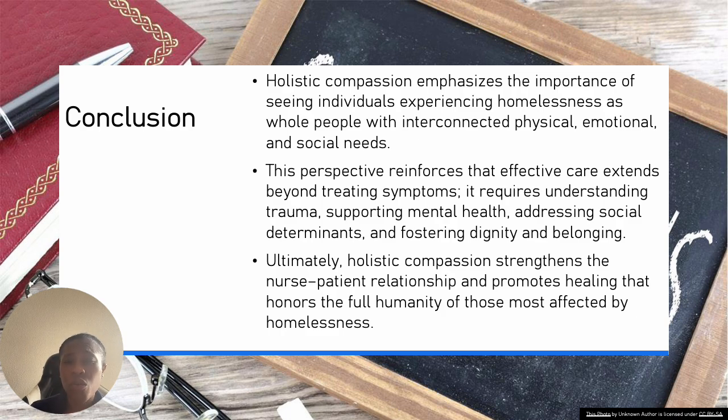This approach not only improves patients' outcomes but also strengthens nursing's commitment to justice, equity, and compassionate services.